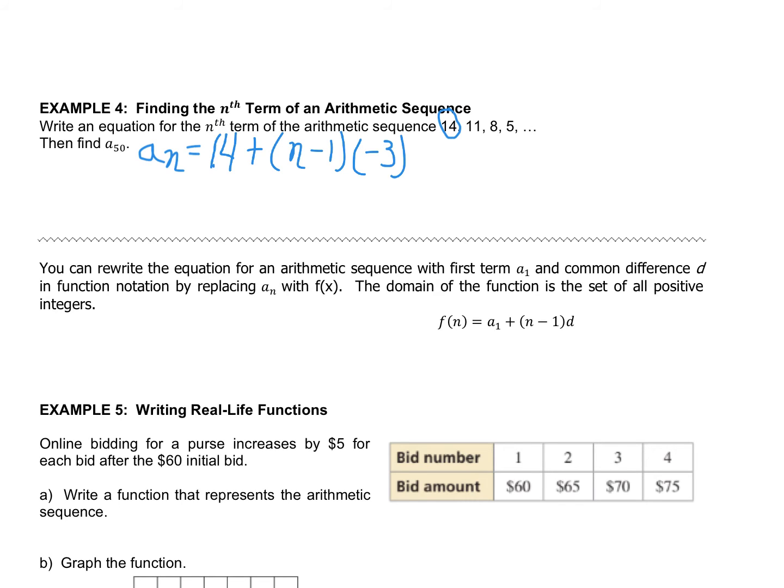So we think about our distributive property. We would get a sub n equals 14, and then if I did my distributive property, I would get minus 3n and plus 3, because the negative 3 times a negative 1. Then I can simplify a little better on the right-hand side, and I'm also going to move my terms so that the n's are in front. So I would end up with negative 3n plus 17.